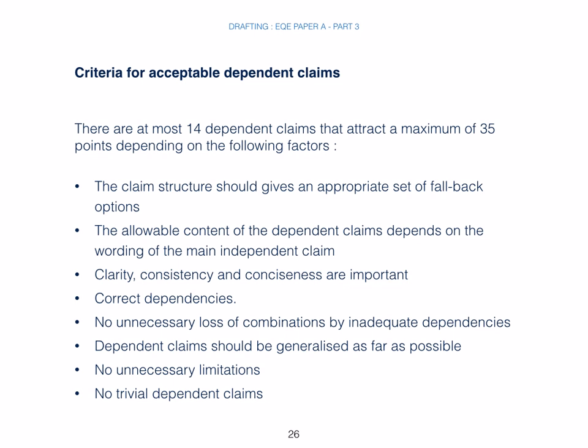Having correct claim dependencies is important so that you don't inadvertently lose protection, especially no unnecessary loss by combinations of inadequate dependencies. Dependent claims should be generalized as far as possible with no unnecessary limitations and no trivial dependent claims. So we've seen before, if you organize your claims well and the claims are of adequate scope, you should get reasonable marks on your dependent claims. Now I'll turn to the introduction to the description.